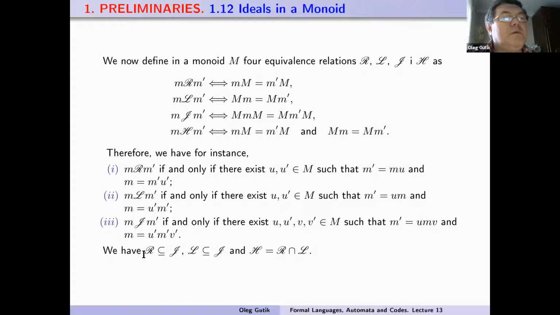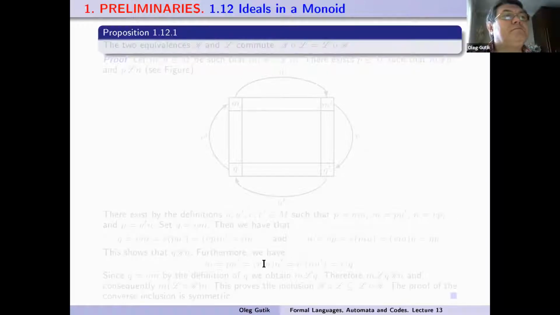So we have the following inclusions from these relations of equivalence. R is a subset of J, and L is a subset of J, and H is equal to the intersection of R and L. Proposition.